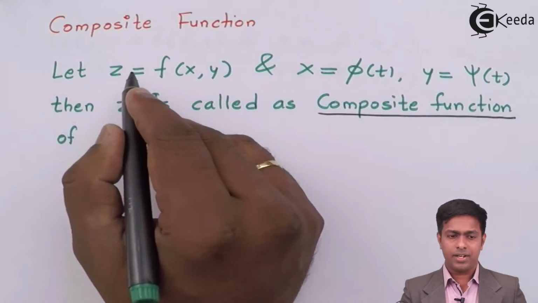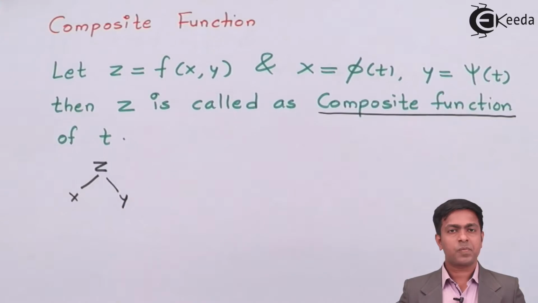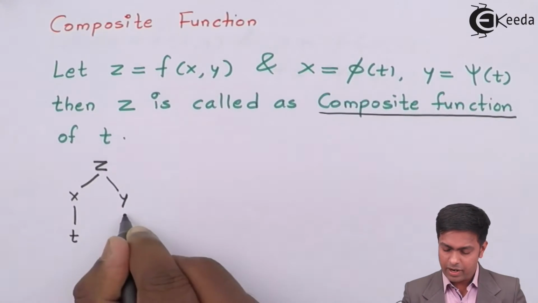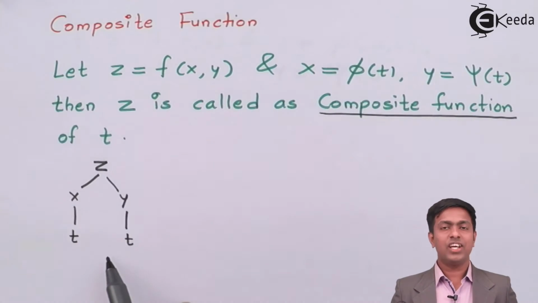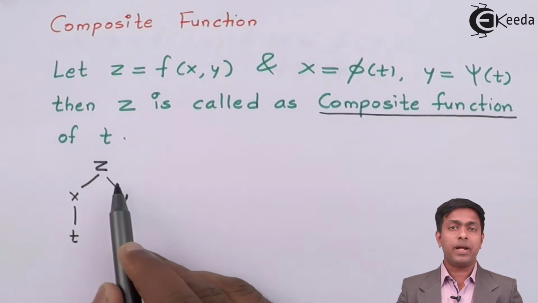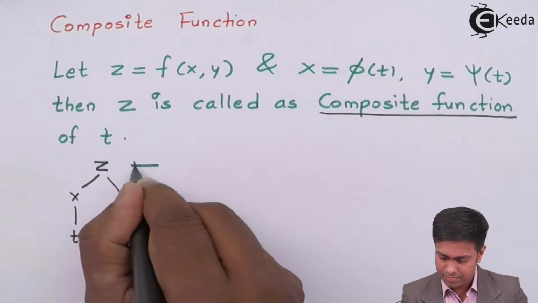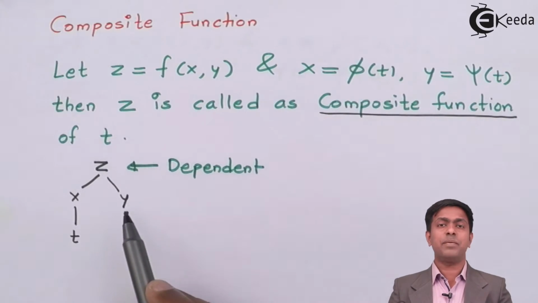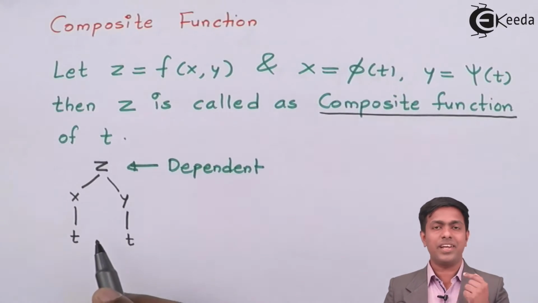So here z is a function of x and y. Next, x is a function of t, and y is also a function of t. So it means z is a function of t through x and y. As I told you, z is called the dependent variable because it is dependent on t. Then t is the independent variable, and x and y are intermediate variables.